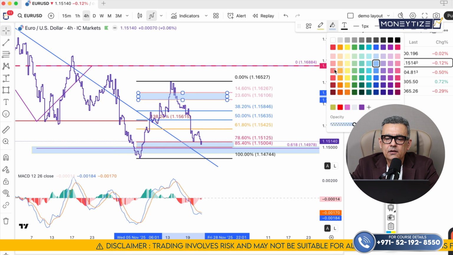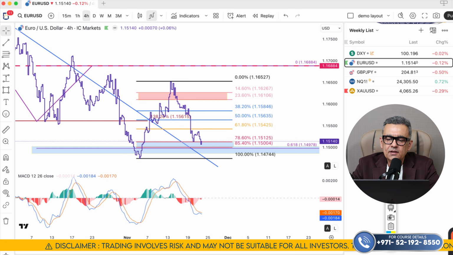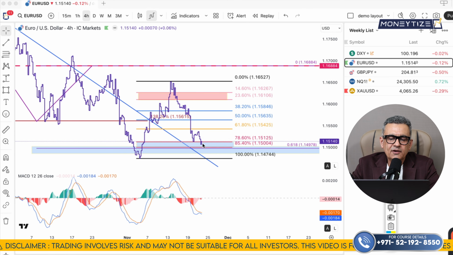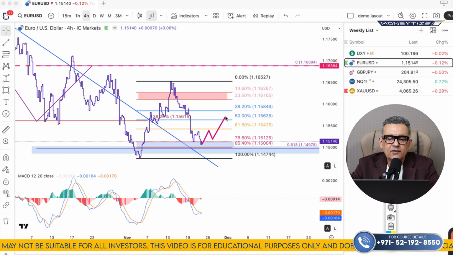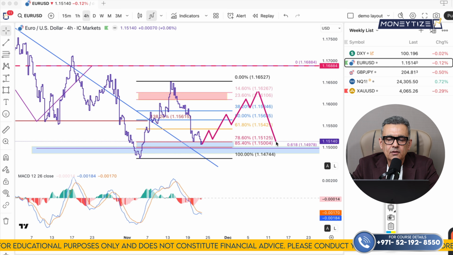Let's highlight with red. So in the upcoming week, I'm expecting Euro USD to take support at the current level of 1.1500 and rise towards 1.1610, best case scenario towards 1.1626. And if we see failure here, then we can expect continuation lower.